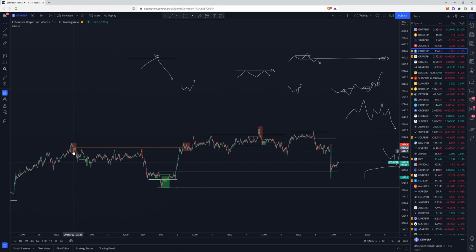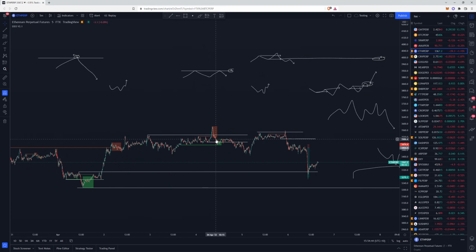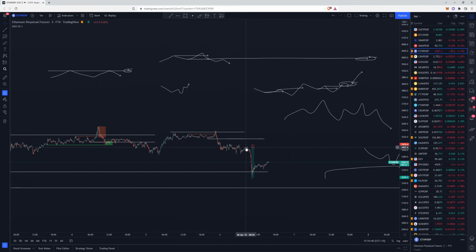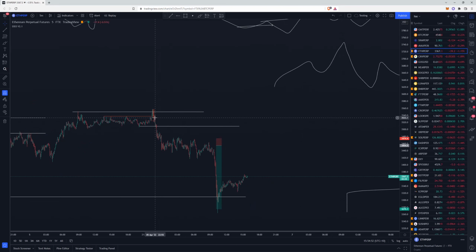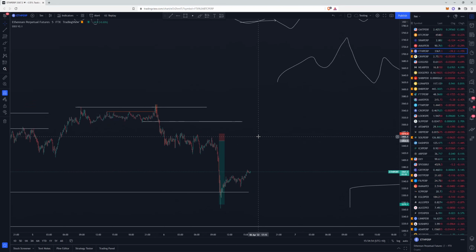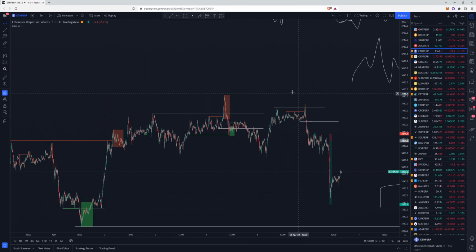So you can see it took a short, a long, a short here, a long here, a short, stopped out on that, a short, long, stopped out on that long, and then up the top here took a short for the leg down that we saw this morning. So that's the basics of the strategy. I guess now I'll go over my bias.